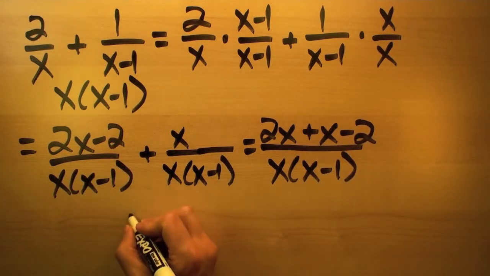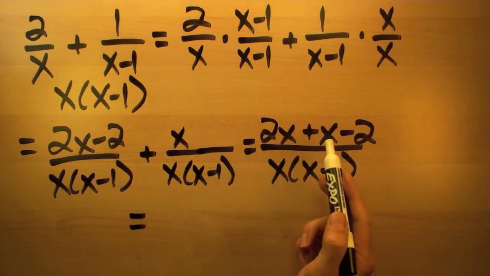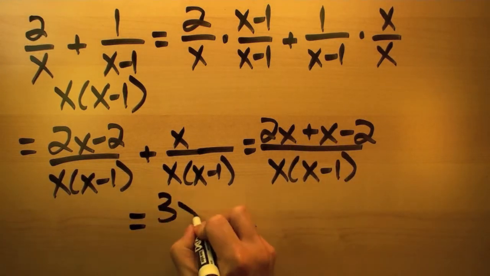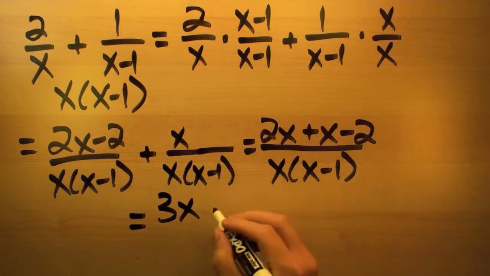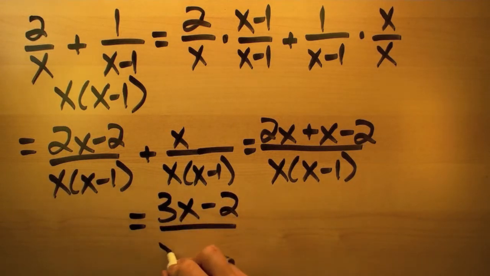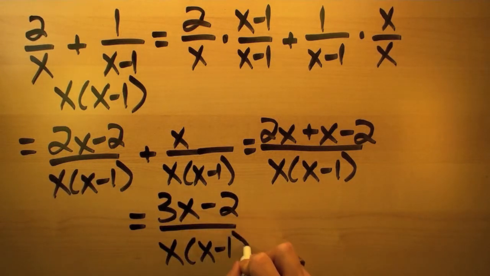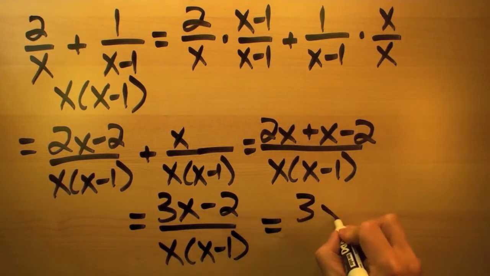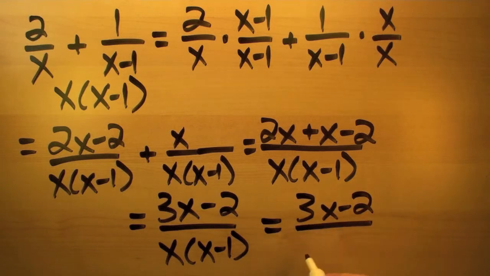When we simplify this, 2x plus x is 3x. We've got our minus 2 over x times x minus 1. And if you desire, we can multiply out the denominator to get x squared minus x.